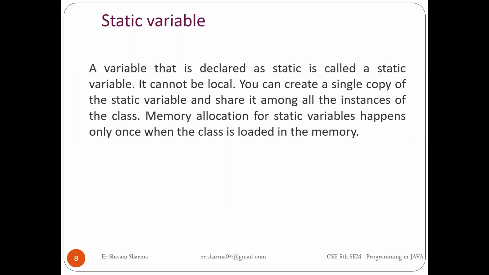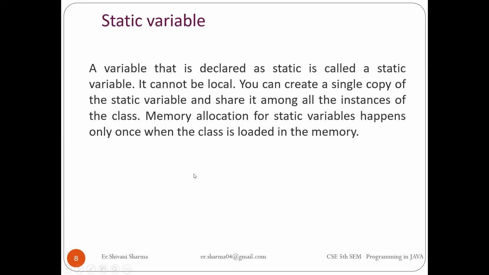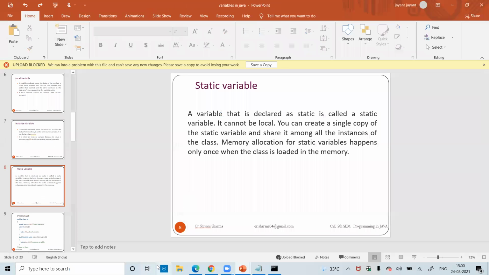Now, the third variable is static variables. The variables that are declared as static are called the static variables, and these static variables can never be local. Static variables always create a single copy, and that will be shared within the whole program. Static variables always use the static memory. It will be loaded only once and used within the whole program. That is static variables. Now, let's move to the IDE and implement these 3 variables.